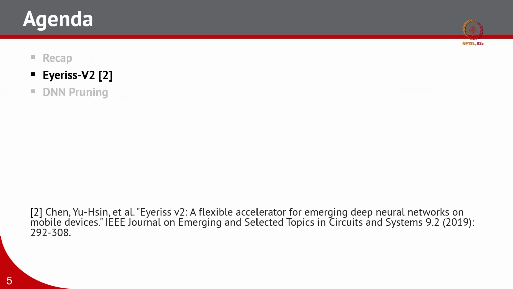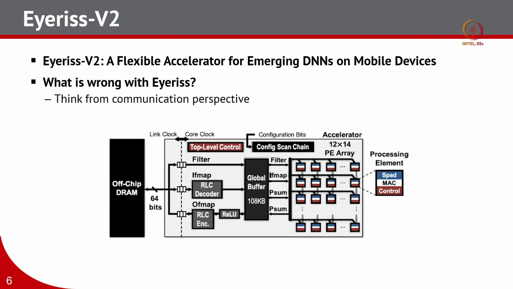Now let us discuss Eyeriss V2. Eyeriss V2 is a flexible accelerator for emerging DNNs on mobile devices. Of course we discussed Eyeriss, where we have this particular structure: we have this PE array, then we have a global buffer, we have a bunch of peripheral circuits like RLC, decoder and encoder, and then this is interfacing with an off-chip DRAM, right. So this was Eyeriss V1, and of course it implements the row stationary data flow, which is implemented in this 12 by 14 PE array, right.